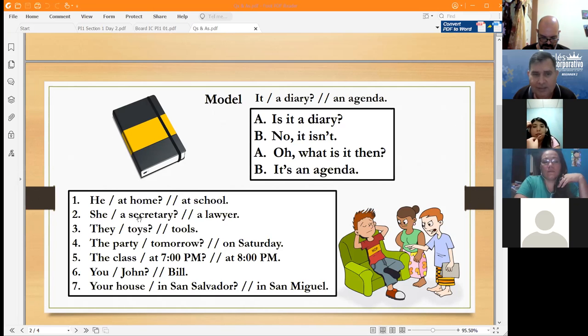Is she a secretary? No, she isn't. What is her job? She is a lawyer. What's her job? Her job. Excellent. What's her job? She's a lawyer. Excellent. Very good. Thank you very much. Good job. Now the next one, number three, volunteers.